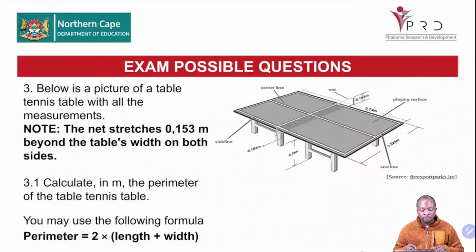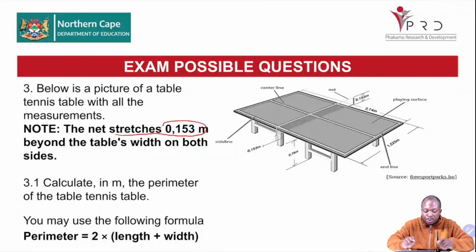Let's look at another one then. Alongside is a picture of a tennis table with the measurements. Take note, the net stretches 0.15 meters beyond the table's width on both sides. So the first question is, calculate in meters. Remember what I've been telling you. We are going to be asked to convert a lot. We are going to be asked to calculate. That's how we are going to get the marks. Ne? Calculate in meters the perimeter of the table tennis table. You may use the formula perimeter is 2 into bracket L plus W.